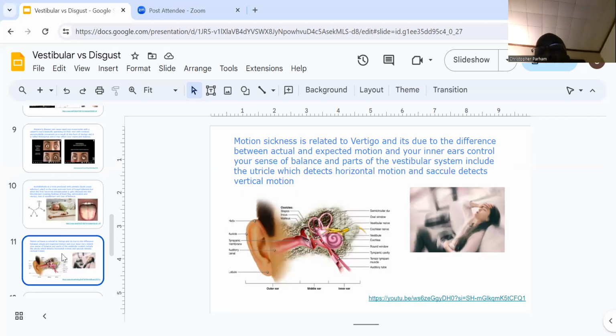Motion sickness is related to vertigo and is due to the difference between actual and expected motion. Your inner ears control your sense of balance, and parts of the vestibular system include the utricle, which detects horizontal motion, and the saccule, which detects vertical motion.